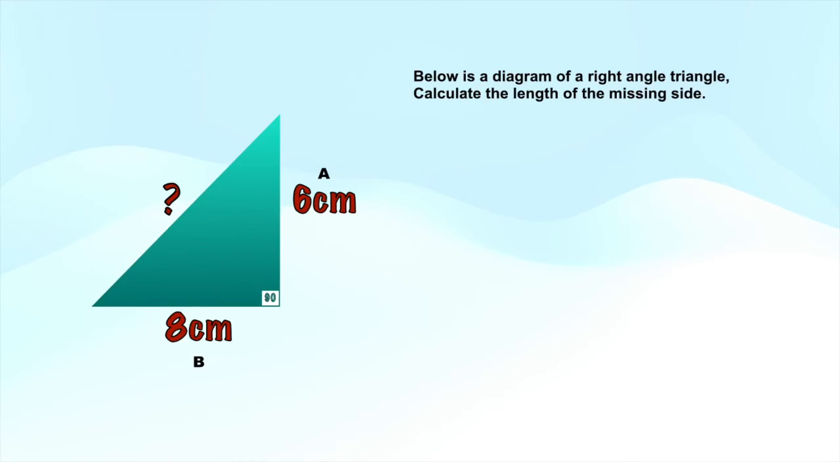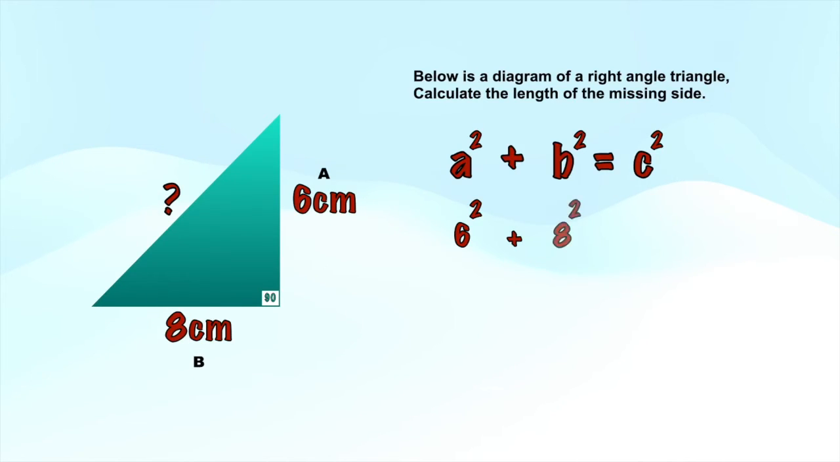Below is a diagram of a right angle triangle. So we're given lengths A and B and we have to work out C. So the first thing we do, as always, is write down the formula. A squared plus B squared is equal to C squared. Then we substitute the numbers. A is 6 centimeters, so 6 squared plus B squared, which is 8 centimeters, would give us C squared. 6 squared would give us 36 plus 8 squared, which would give us 64, is equal to 100.